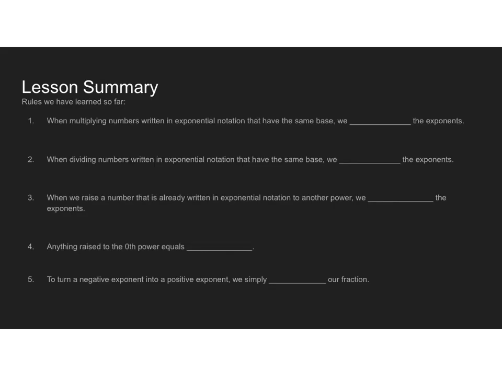Alright, just to review our lesson summary, when multiplying numbers written in exponential notation that have the same base, we add the exponents. For example, x to the 4th times x to the 5th is the same as x to the 9th. We add those exponents. When dividing numbers that have the same base, we subtract. For example, x to the 4th over x to the 2nd is the same as x to the 2nd. We subtract those. When we raise a number that is already written in exponential notation to another power, we multiply the exponents.